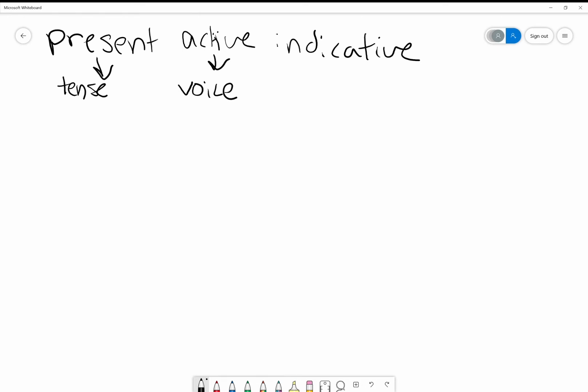So an active would be "I eat," as opposed to a passive voice, "I am eaten." The difference has to do with how the subject and verb are interacting and who's actually doing the action. The most common, simplest form is active. So it's I do something: I eat, I dance, I sleep. Or with the verb that we're going to be using, luo, "I loosen." Okay? Indicative, this is what is called our mood.